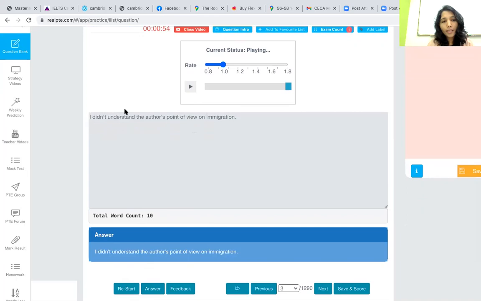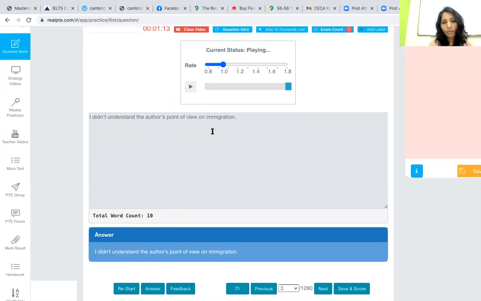That's 10 points. Okay, I write the first one. I get 1 point to listening, 1 point to writing. Didn't is correct. It's 2 points. Understand is correct. 3. The is correct. That's 4. Authors with the apostrophe S. That's 5. Point is correct.